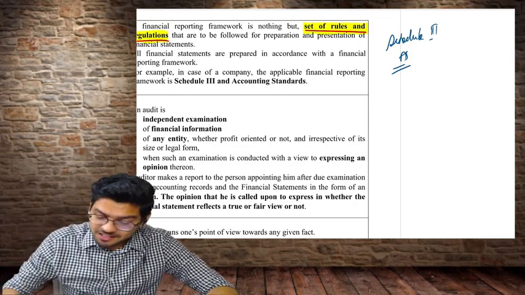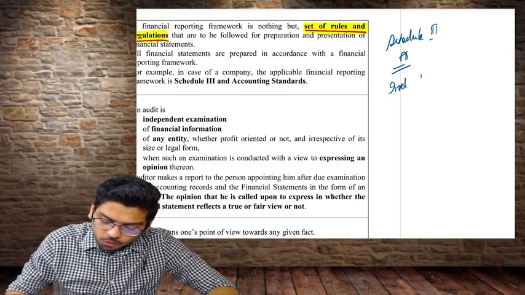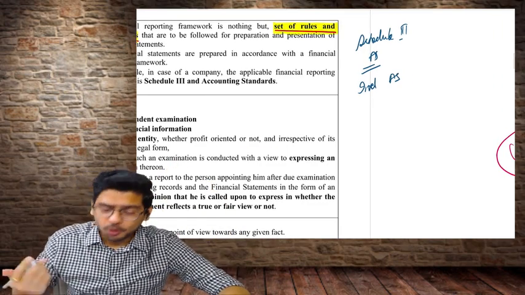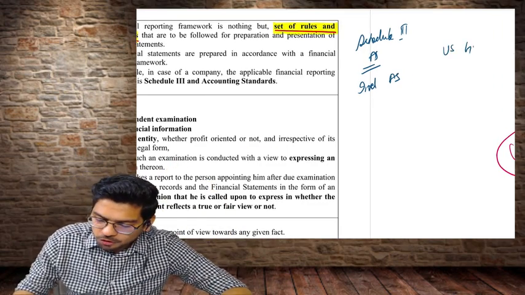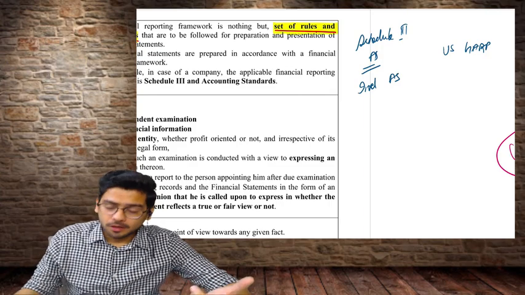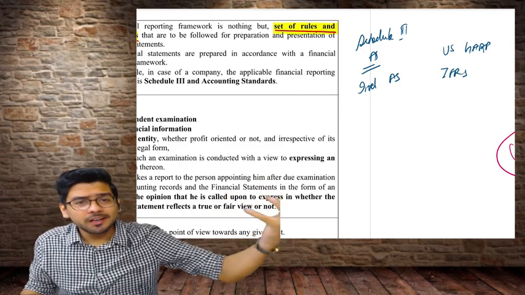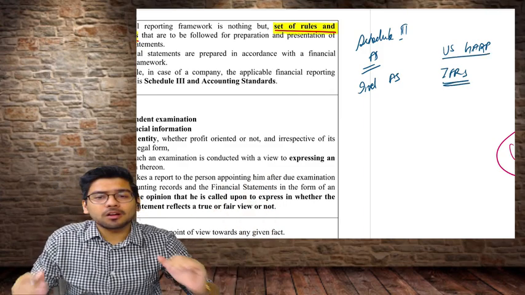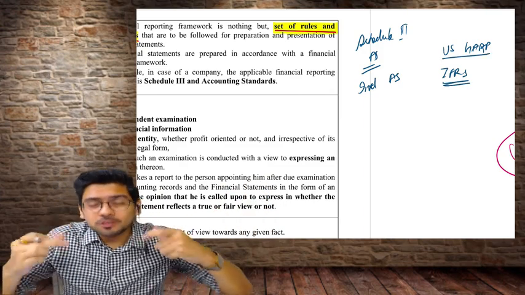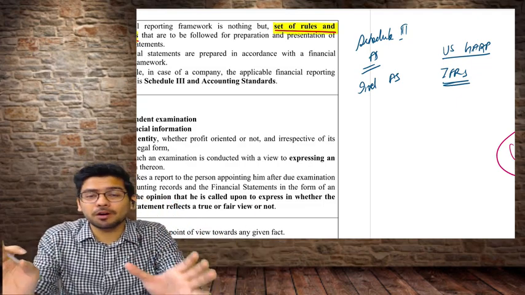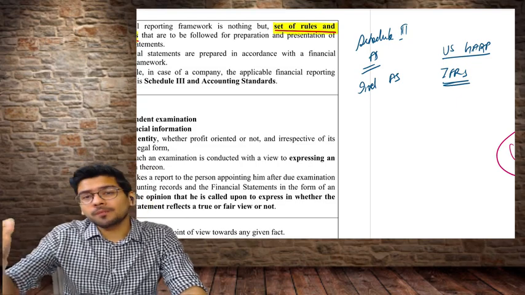If it is a listed company, probably they might have to go for Ind AS. Let's say the company is in the US, then probably they might have to follow US GAAP. The company might also be following IFRS. Have you heard all these names? These are basically the frameworks, the set of rules and regulations which management has to use when they prepare the financial statements. We call it financial reporting framework.